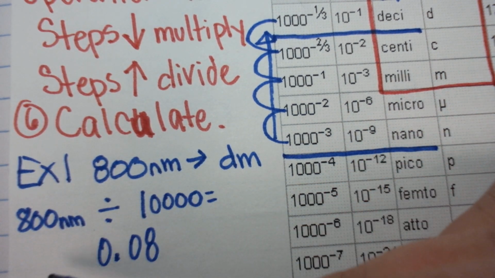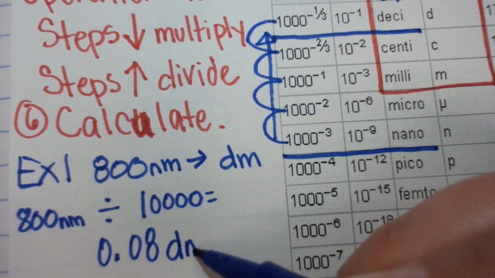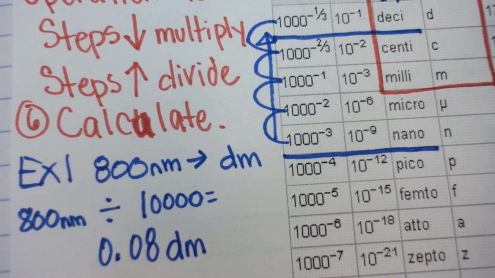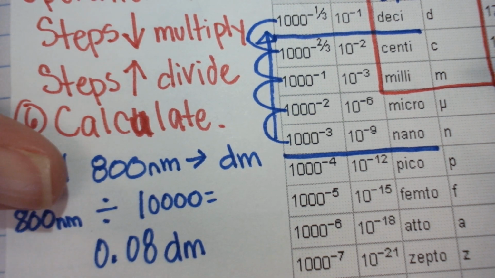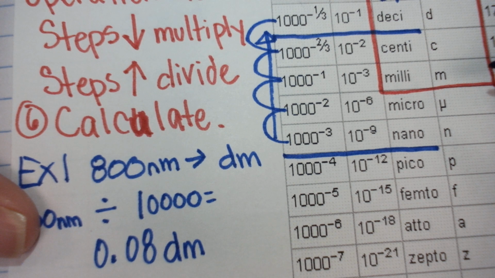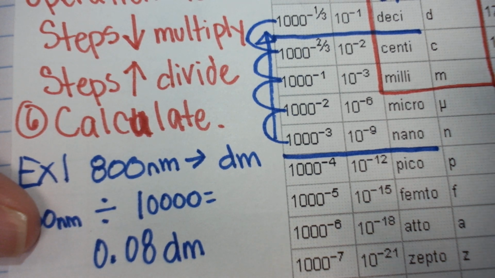All right, so nanometers. Now I know I have 0.08 decimeters. That's a lot of steps, but if you follow the steps, you will never get it wrong. And once you follow them so many times, you'll probably be pretty good at them.